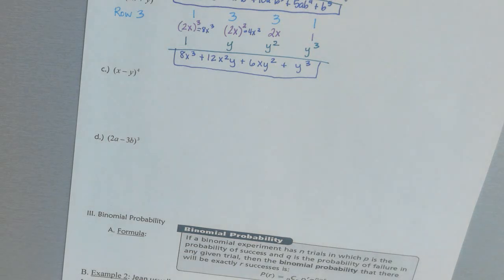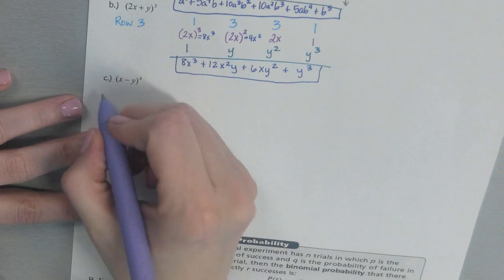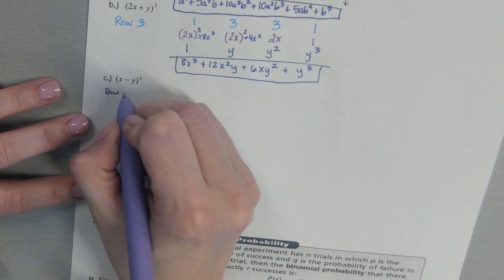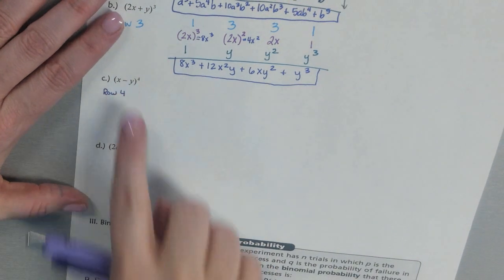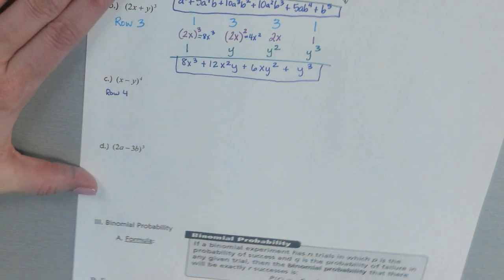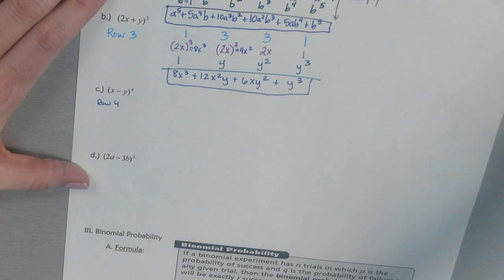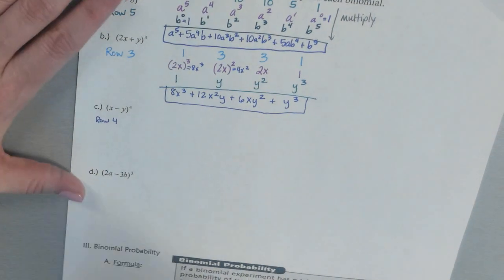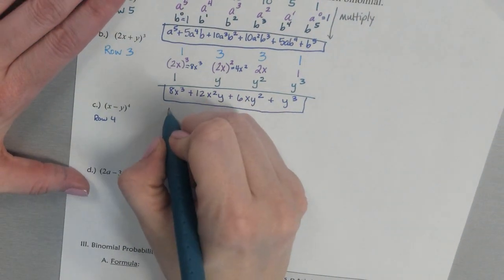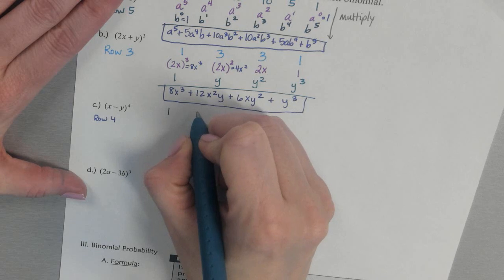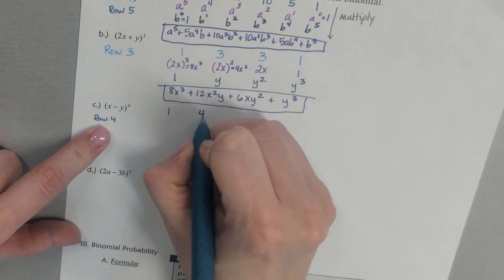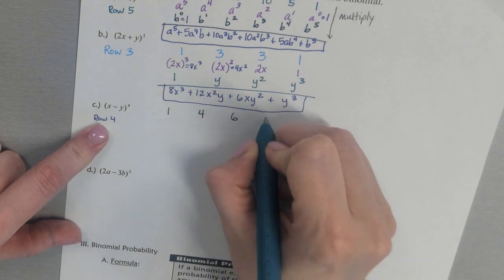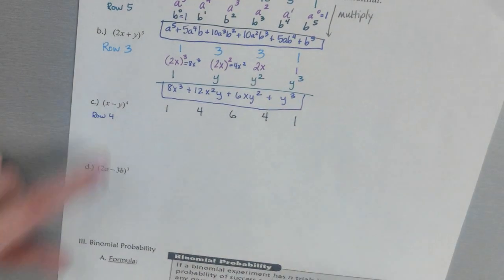Alright, so for this one, we're going to use row 4. Okay, and then if I have a negative or a number in front, I do space them a little bit further apart, and that's just so I have room to simplify, but you can find what works for you. So the coefficients in Pascal's triangle in row 4 are 1, 4, 6, 4, 1.